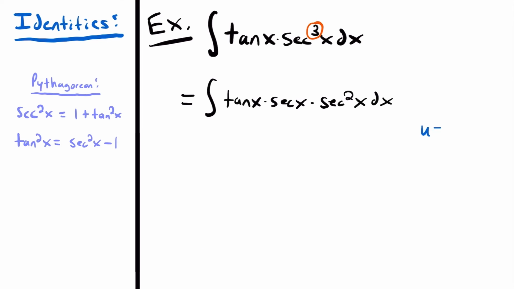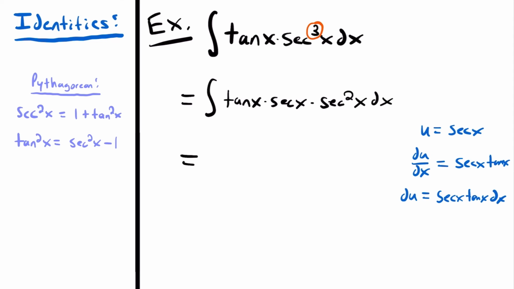So we'll say that u is equal to secant x, which means that du dx, or the derivative of u, is equal to secant x times tangent x. And that means that du is equal to secant x tangent x dx. All right, and so we can replace tangent x, secant x, dx with du, and we can replace secant squared x with u squared, because u is equal to secant.